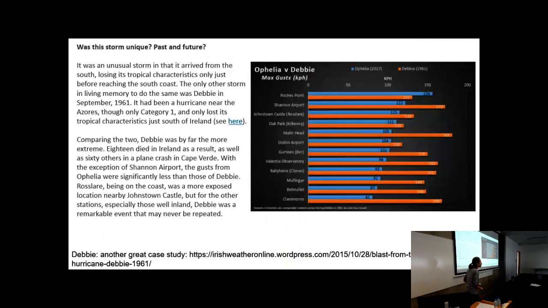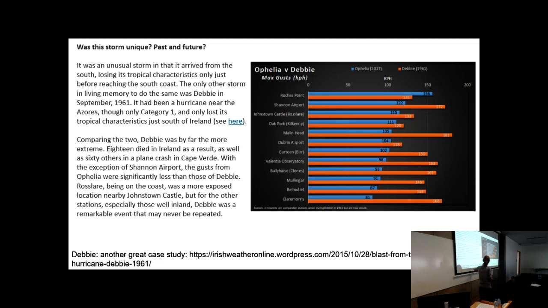So was this unique? No, it wasn't. It has happened in the past. In 1961 there was ex-Hurricane Debbie. So this is not the first time this has happened. And actually when we look at the strength of Debbie, which is in orange, Debbie was actually stronger.